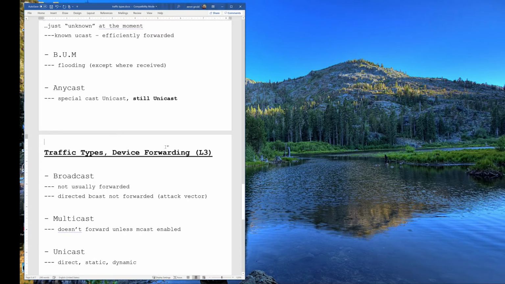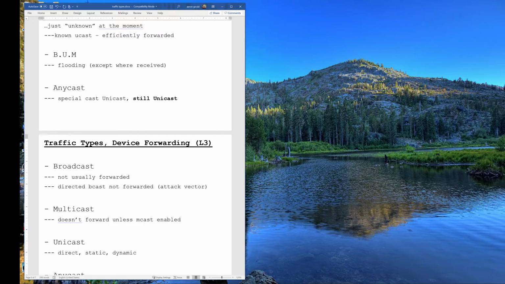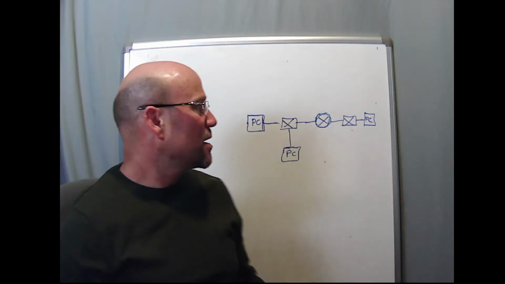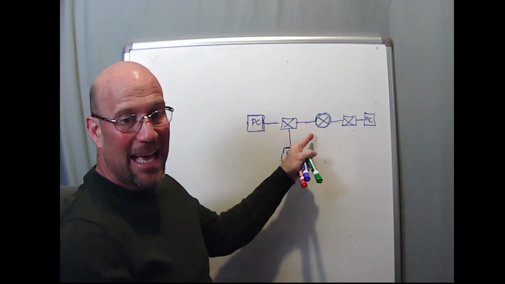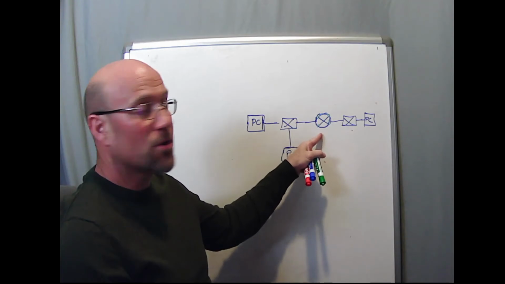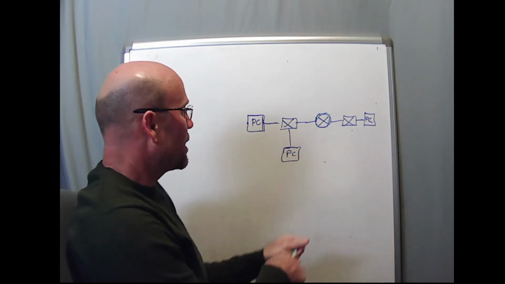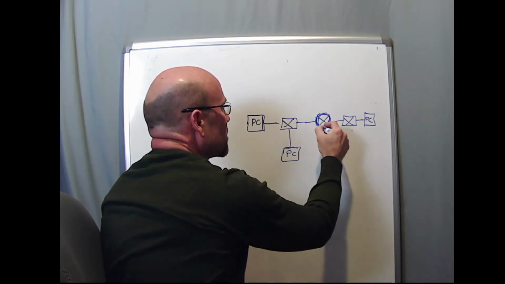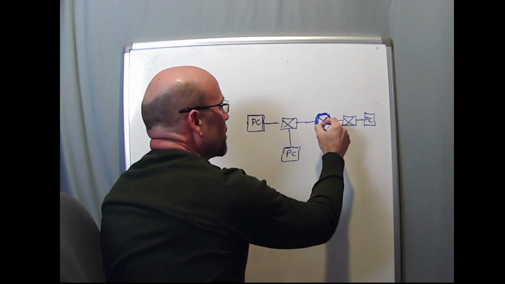Traffic types and how they are handled at layer 3. So the way traffic types are handled at layer 3, this is the job of a router. Okay? So we're talking about the traffic types as they have been received at this router here. We draw routers with a circle and an X in them. And so that's what this is here. This is our router, a circle with an X.